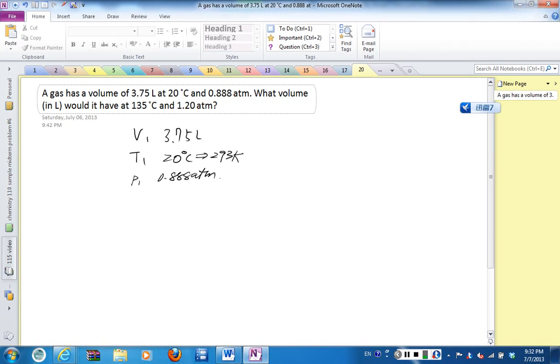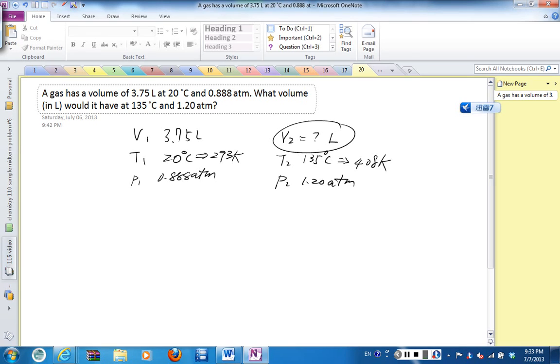All right, this is the first set of conditions for the gas. The second set of conditions, we're going to label as 2. So there's V2, which is what we want, how many liters? And then T2 is 135 degrees Celsius. Again, we're going to turn it into Kelvin, which gave us 408 Kelvin, 135 plus 273. And then P2 is 1.20 atmosphere. So these are the 5 conditions that we have, and the 1 condition that we are trying to calculate.